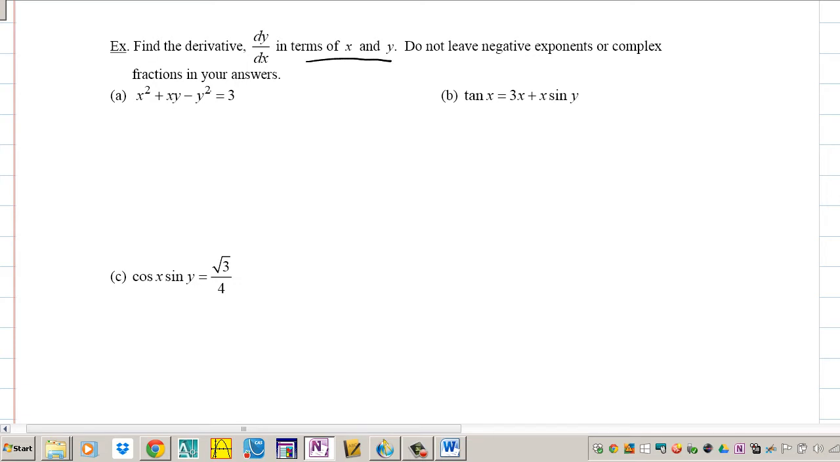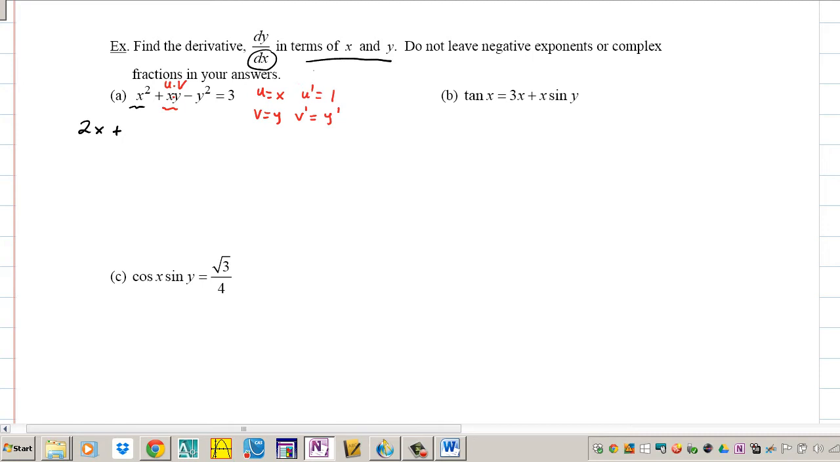So letter A, if I take the derivative of x squared with respect to x, that is simply 2x, plus x times y. This is a product rule, it's UV. Why is it a product rule? Well, what's happening between the x and the y? They're being multiplied, so it's product rule. So let's list what we have. U is x, v is y. What is u prime? U prime is 1. What is v prime? Well, v prime is y prime.